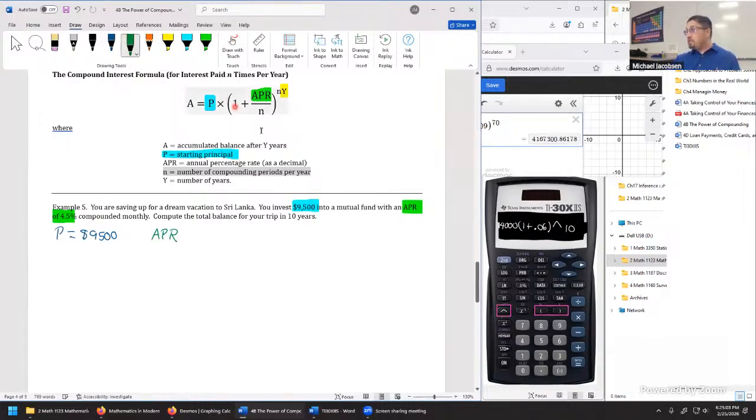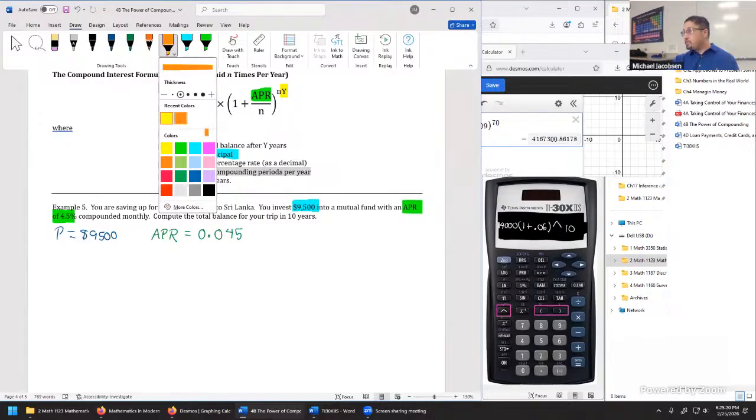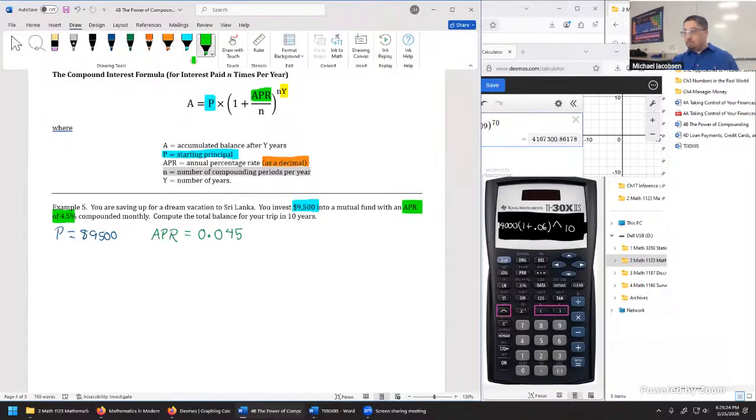Just like with all the formulas, don't forget to convert that APR into a decimal. So if it's 4.5%, take the decimal point that's right here and scoot it back 2 places. So 0.045 is our APR on that. Let's reuse that same emphasis as we did before. That's one of the easier mistakes to make. But we've got our APR down.